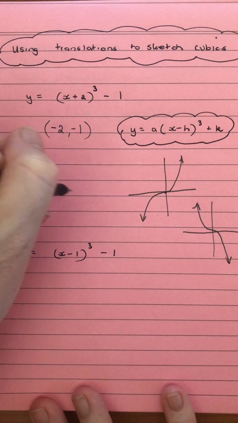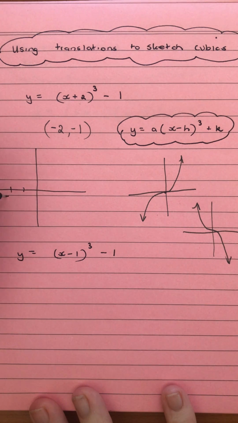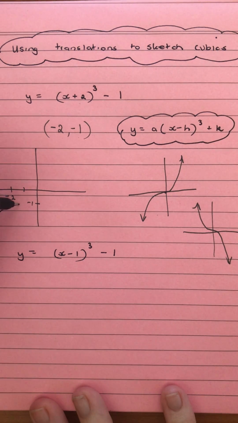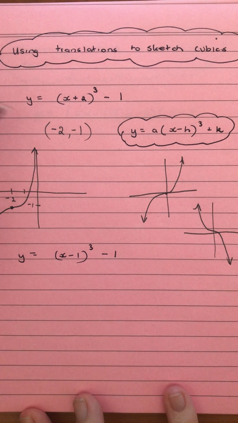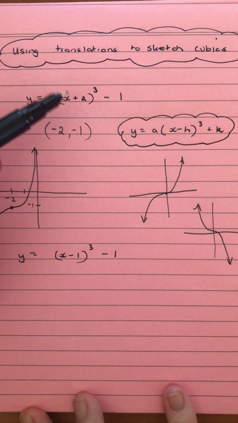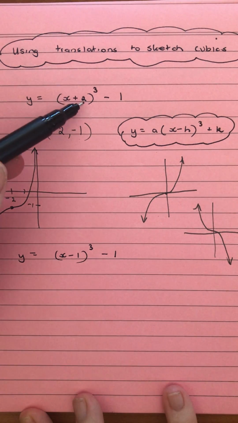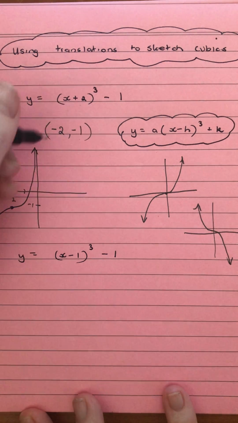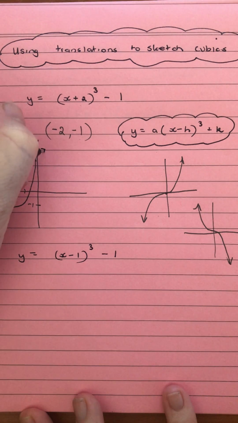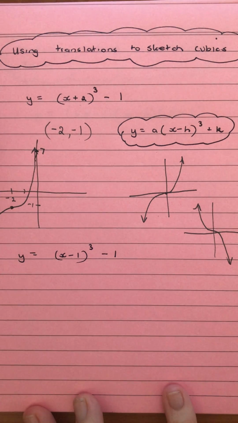So when we draw a quick sketch of that, we know that it is going to be coming up and turning and going up again. Now we could also find our y-intercept by subbing in x equals 0. So we've got 0 plus 2 is 2. When we do 2 cubed, we get 8, and take away 1 would be 7. So it's going to cut through at 7 on the y-axis.